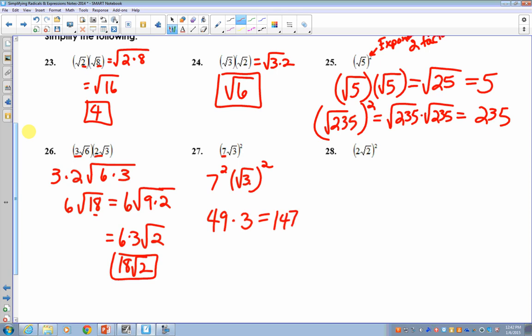And then what we have is same problem type here. 2 square root of 2. We're taking that term and we're squaring it. So hopefully, if you understand what's going on, you put the exponent of 2 to each term, what's on the outside and to what's on the inside. And hopefully, if you work this out, you get 8.